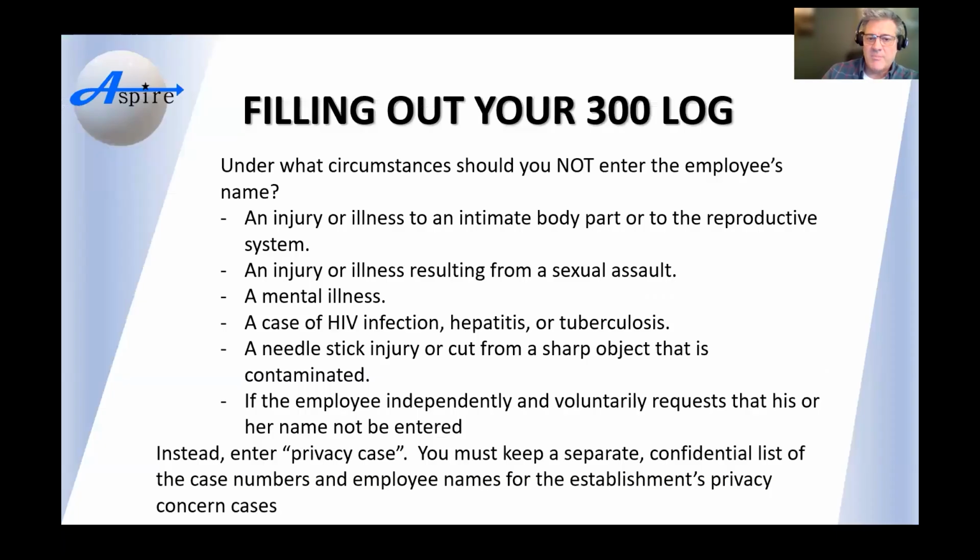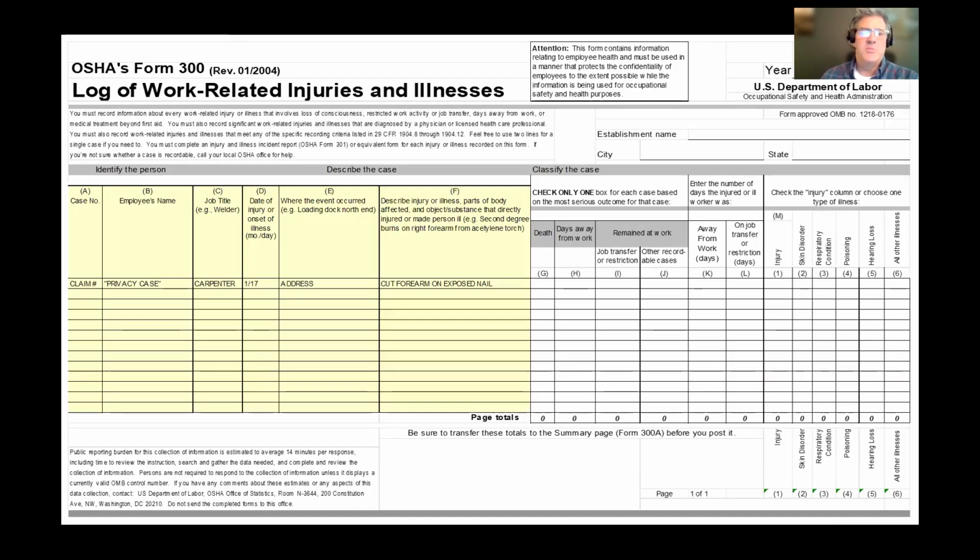Okay, remember this is not a public document, so there are circumstances where you could put privacy case in column B. If the injury is sensitive in nature for any reason, because it happened to an intimate body part, or the recordable is due to sexual assault or HIV infection, or the employee just doesn't want their name on anything, it is totally fine to put privacy case right there in column B. There's nothing wrong with that. But again, this is not a public document. This does not get posted.